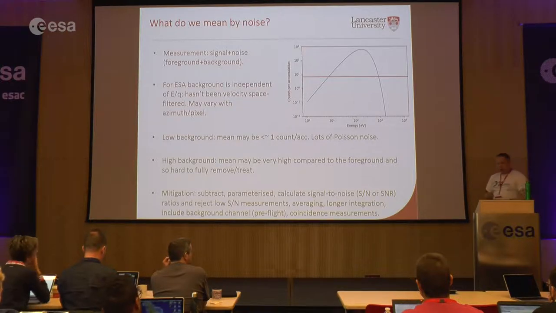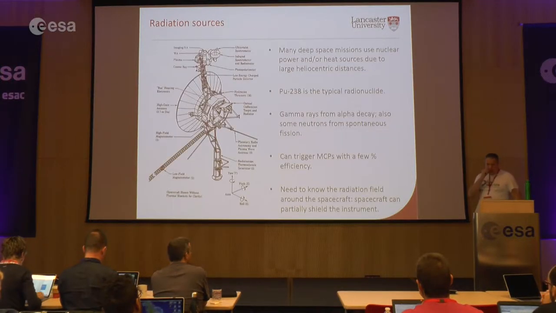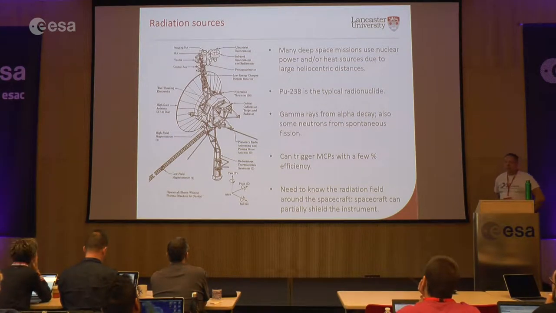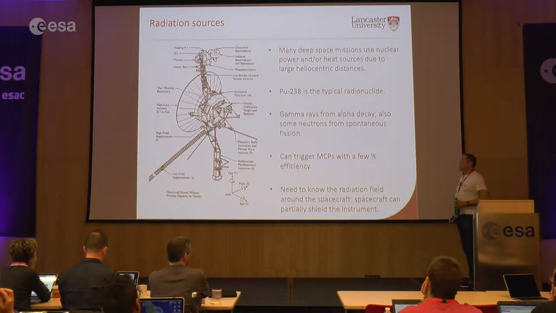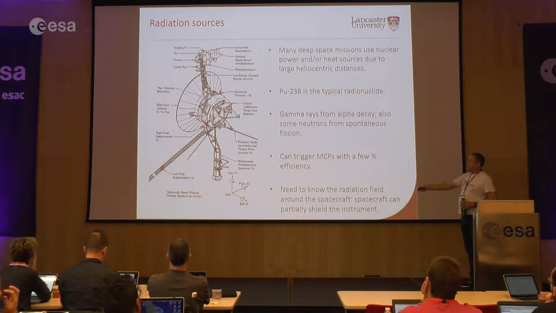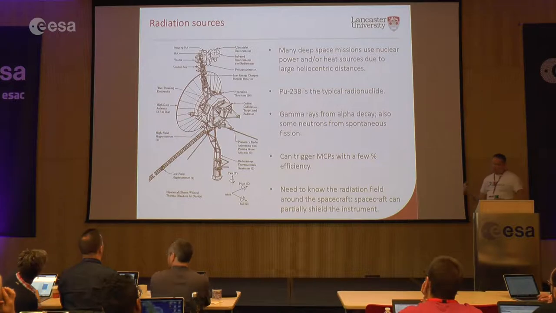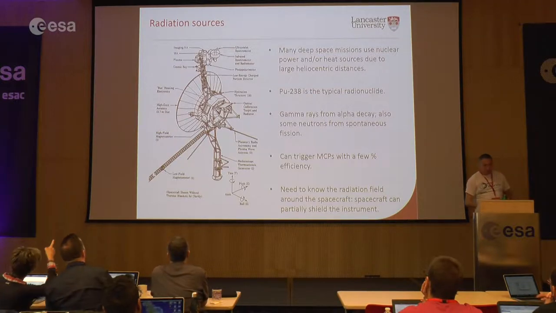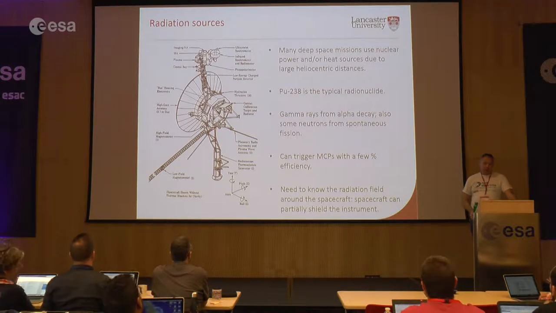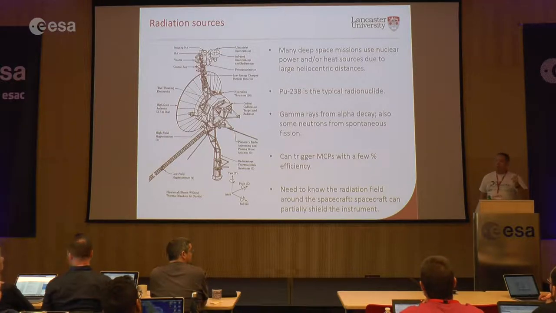So where do we get the noise from? One particular source of noise is radiation sources on board spacecraft. This schematic here is of the Voyager spacecraft. Because Voyager went to large heliocentric distances, or is at large heliocentric distances, they used a radioisotope thermoelectric generator for a power source. That's filled with typically plutonium-238. That's a typical radionuclide that's used. From plutonium-238, you get gamma rays from the alpha decay of the plutonium, and you also get a few neutrons from spontaneous fission. There are these two decay paths.